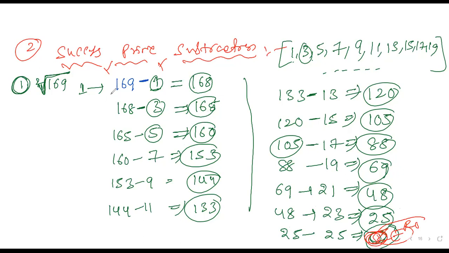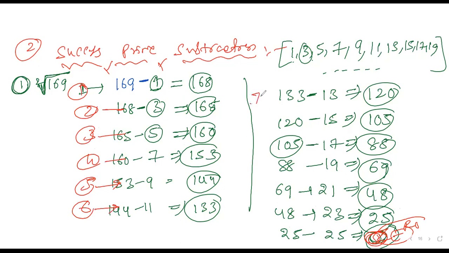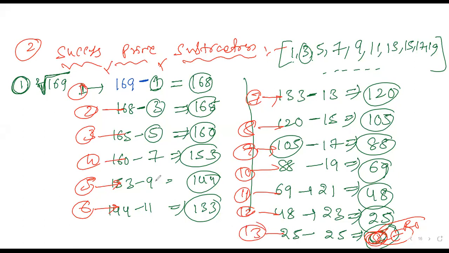Here you should count how many stages went off. 1, 2, 3, 4, 5, 6, 7, 8, 9, 10, 11, 12, 13. 13 stages you went off. So therefore, the square root of 169 is 13. Clear?